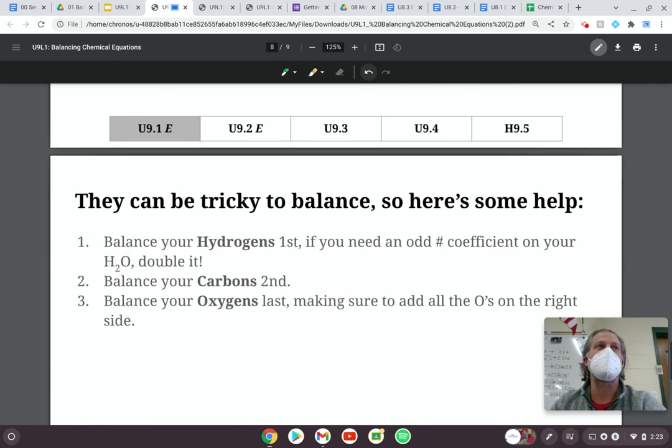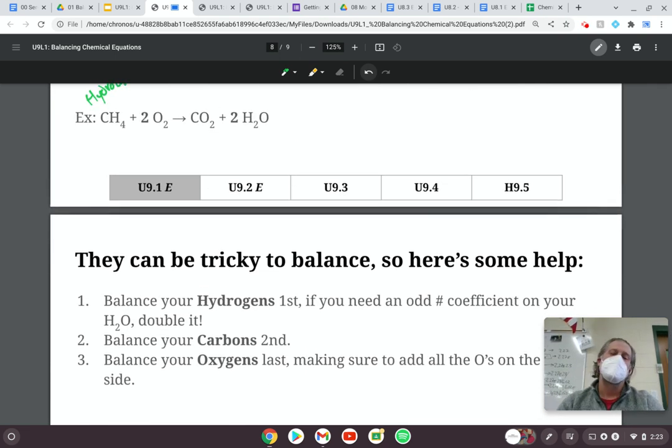And so there are some tricks or tips here, right? Some people balance the hydrogens first. I usually balance the carbons first and then the hydrogens. And then when everything is done, I usually balance my oxygens last. And the best way to do this is to show you an example. So here we go.